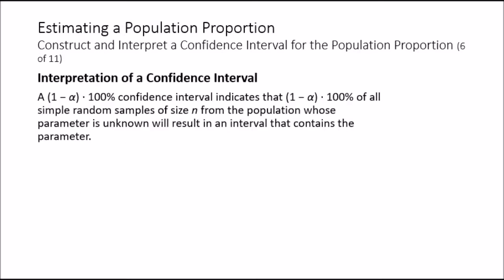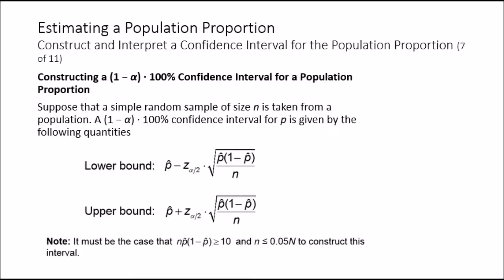Interpretation of a confidence interval. A (1 - alpha) times 100% confidence interval indicates that (1 - alpha) times 100% of all simple random samples of size n from the population whose parameter is unknown will result in an interval that contains the parameter.